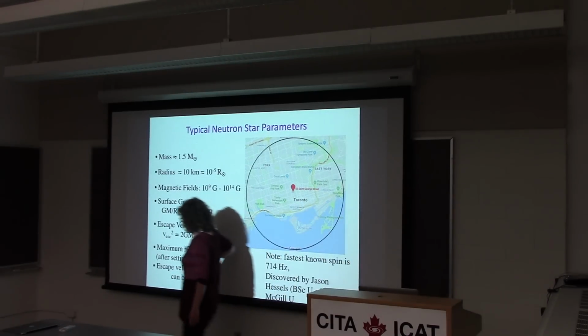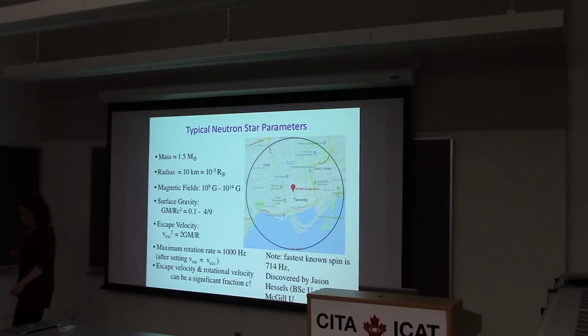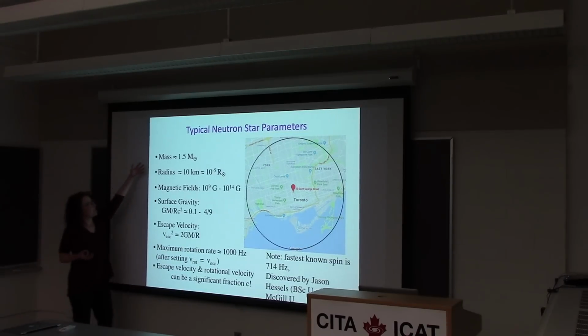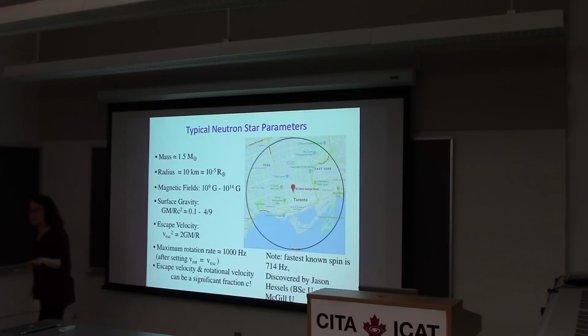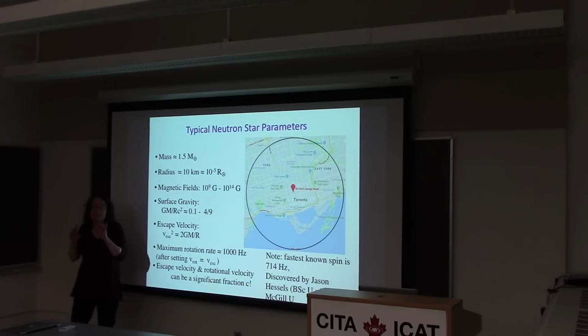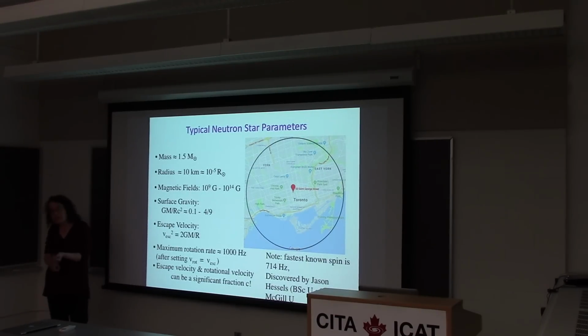And so your typical neutron star has a mass around the same as the mass of the sun, but its radius is about 10 to the power 5 smaller, which means that you have very strong gravitational fields. And this means that general relativity is super important for understanding the structure of a neutron star. It means that the escape velocity is a good fraction of the speed of light.